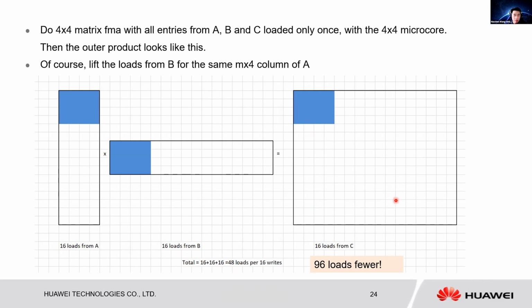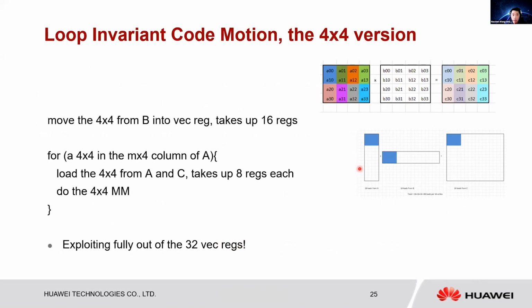And of course, because every 4x4 in this column of A is to be multiplied by the same 4x4 in B, you can also lift them outside the innermost loop, and you can load them before you go into a loop that loops down the column of A, just like the scalar case before. And here's a procedure for how we would do that, including register allocation. Before we go into the innermost loop, remember B takes up 16 registers. Each of these guys takes its own register. So that leaves us with another 16 registers available for A and C in the innermost loop.